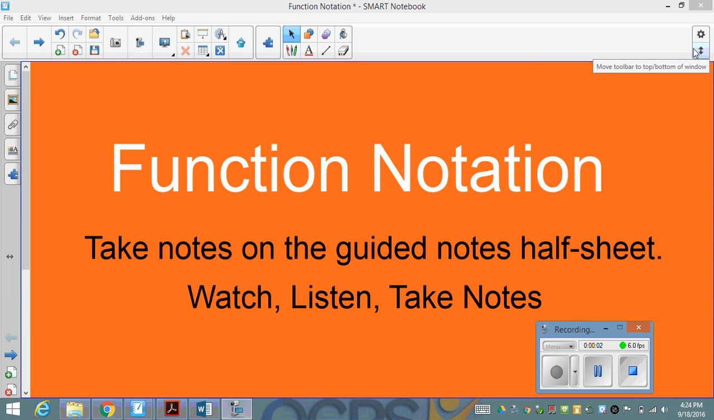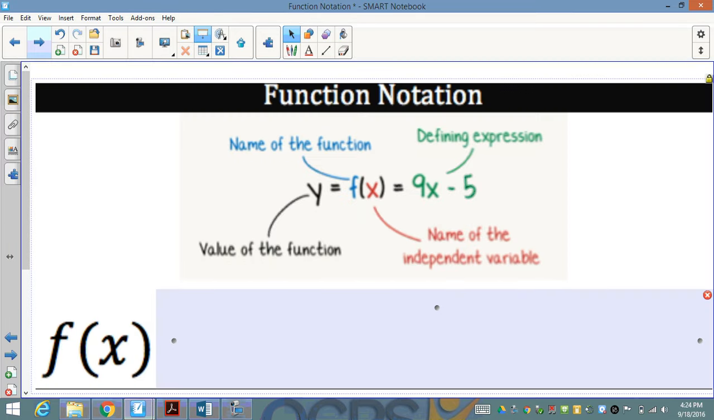In this video, we are going to talk about function notation. Remember, you are watching, you are listening, and you are going to take notes on your guided notes half sheet. So first, let's just talk about what function notation is.